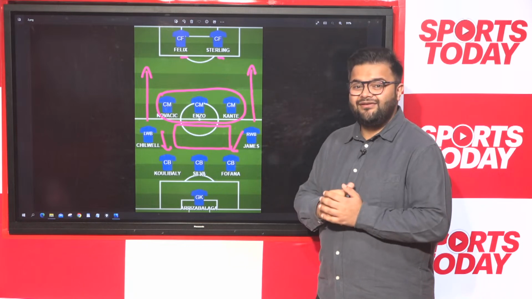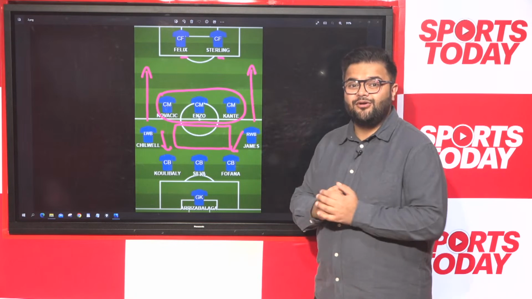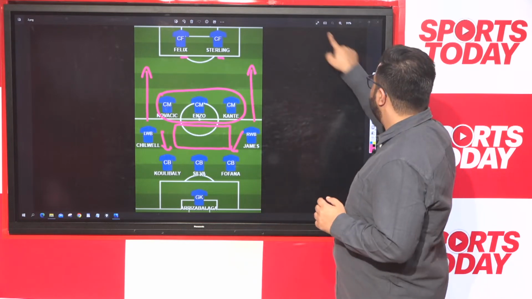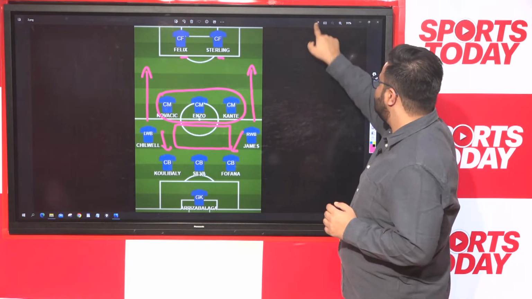And what happened thereafter was that the wing backs, who were supposed to be helping out more in attack, were oftentimes caught forward and not able to help in defense. That was the major problem when it comes to Chelsea's approach, if you're looking at it from this particular, let's say, angle.